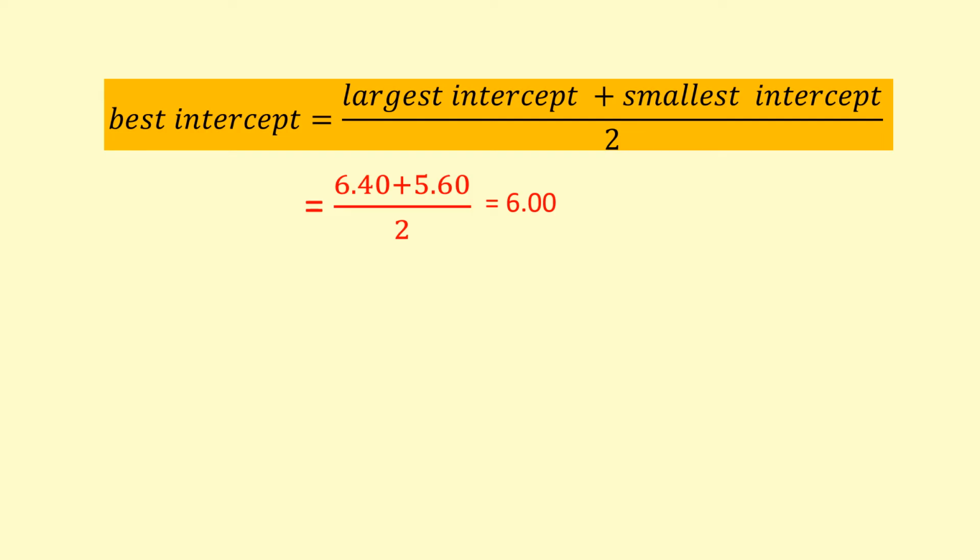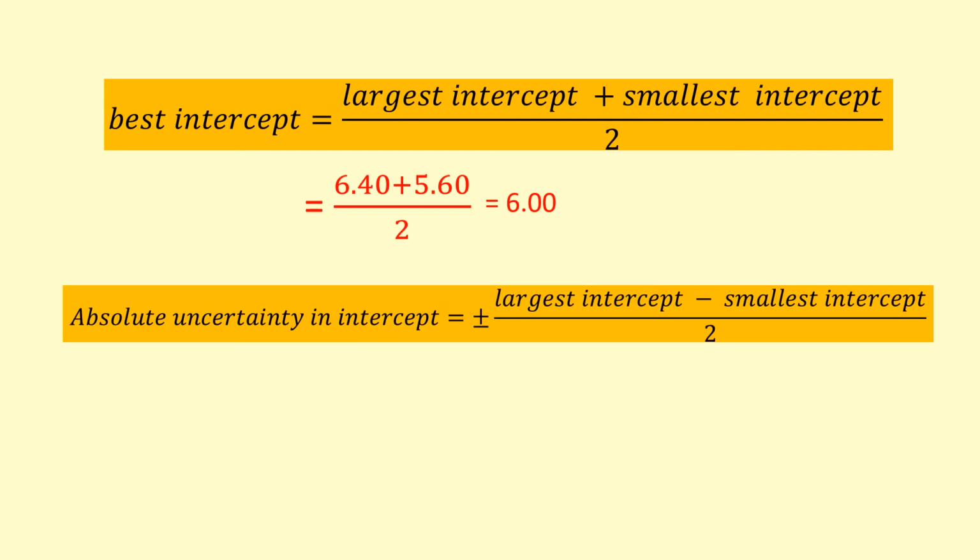And then I can find the absolute uncertainty. So that's the advantage with having these error bars. I can find the absolute uncertainty in my intercepts and my gradients. So to find the absolute uncertainty, you do the largest minus the smallest, basically the range, and then divide that by 2. So here I'm getting plus or minus 0.40.